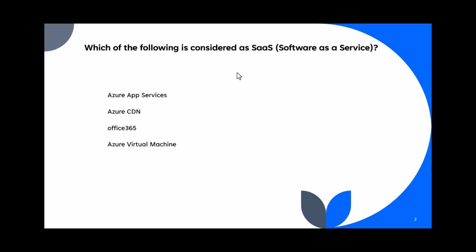Azure CDN is also a PaaS service. SaaS is considered software as a service, which means completely managed by Microsoft. Azure Virtual Machine is IaaS, Infrastructure as a Service, because we deploy the virtual machine and the Azure administrator manages it, patching and everything. But let's see what the answer is. Office 365. Office 365 is an example of a SaaS service, software as a service.